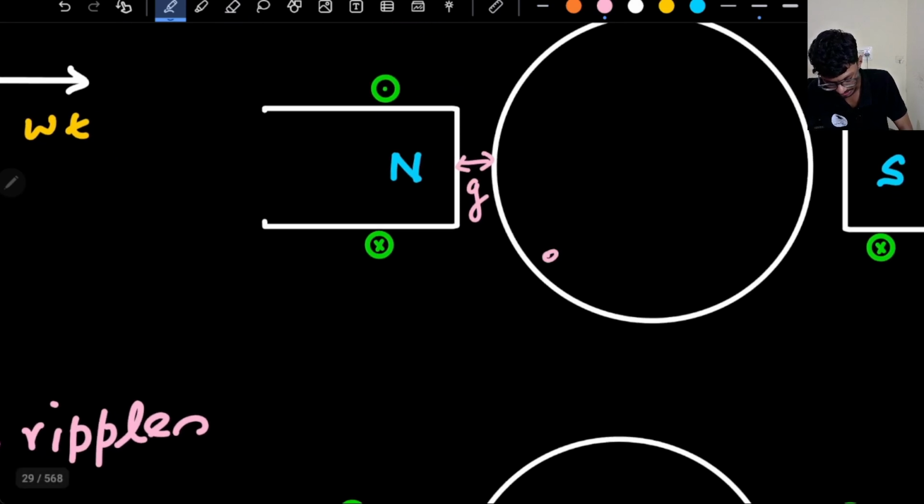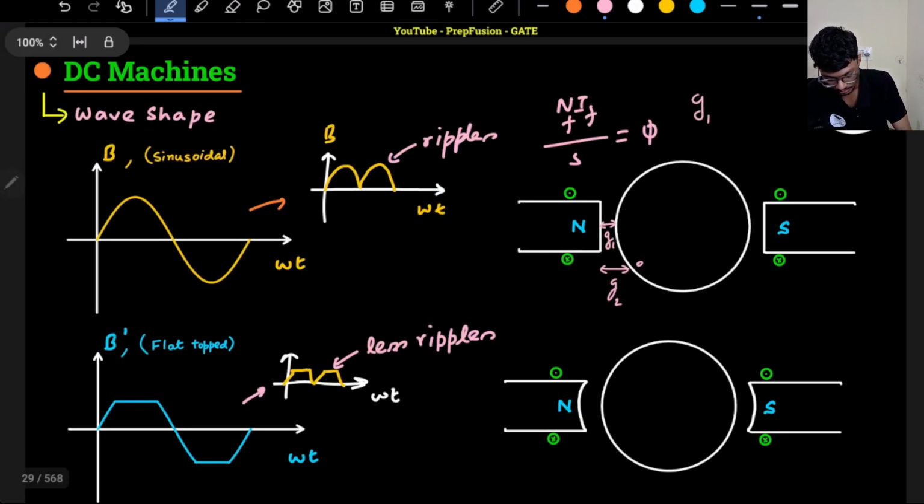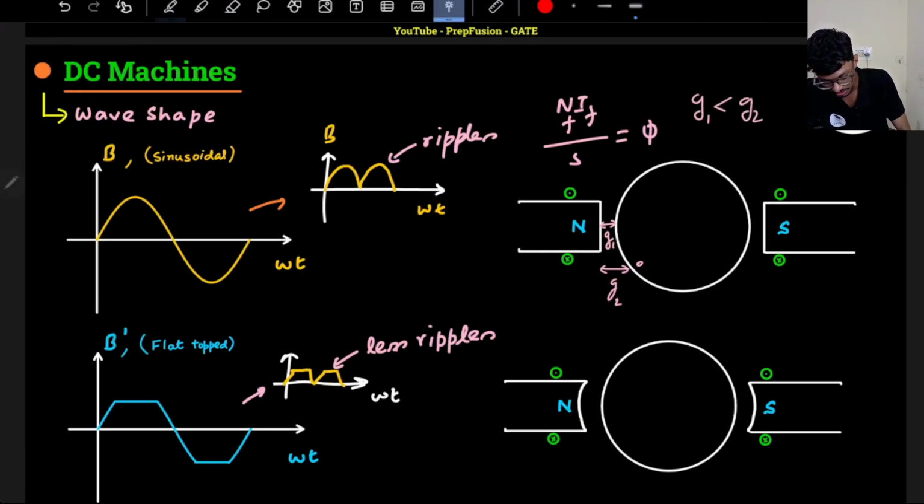Here, if my conductor is here, the air gap is again increasing, right? So this G2 and G1 is here. So G1 is less than G2. So if the air gap reduces, the reluctance also reduces. So the flux density increases. So here the value of flux density will be peak. That's why I am getting a peak over here, right?